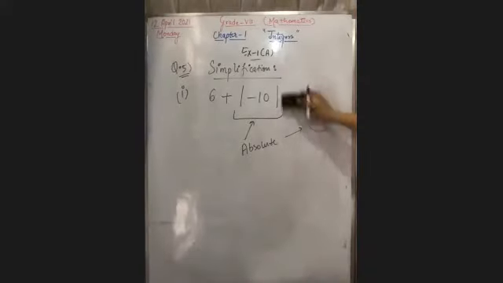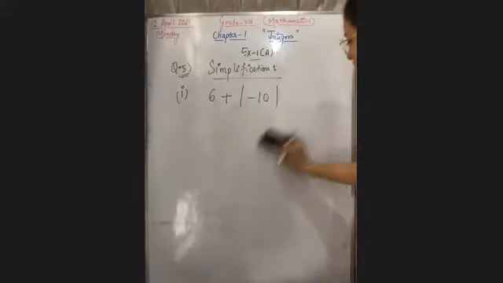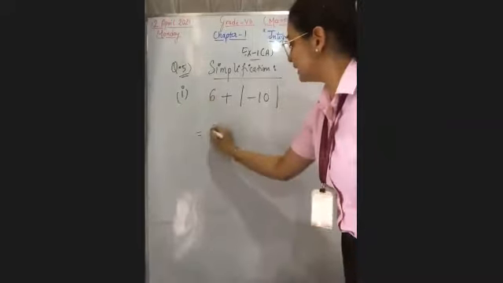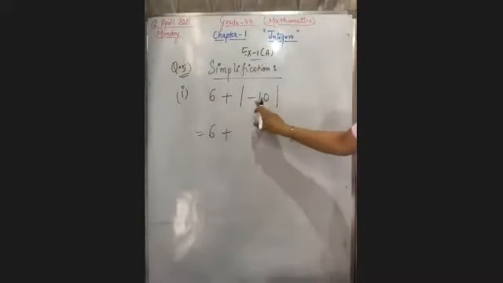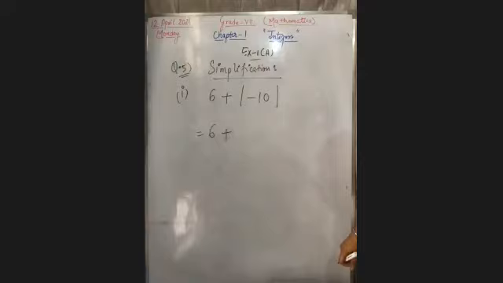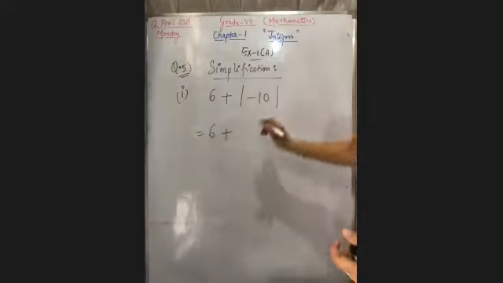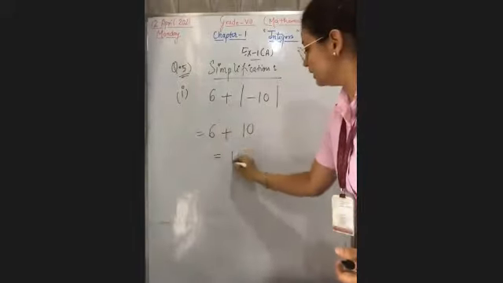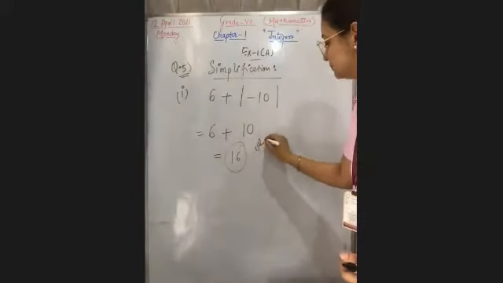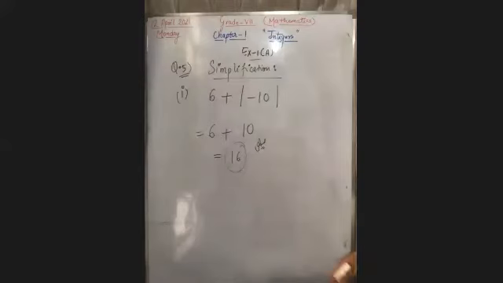While opening the bracket, 6 will be as it is, plus minus 10. The additive inverse of minus 10 is plus 10, or we can say the absolute value of minus 10 will be 10. So the answer will be equal to 16. That is your answer. It's very, very easy, one of the easiest questions. Got it, everyone?